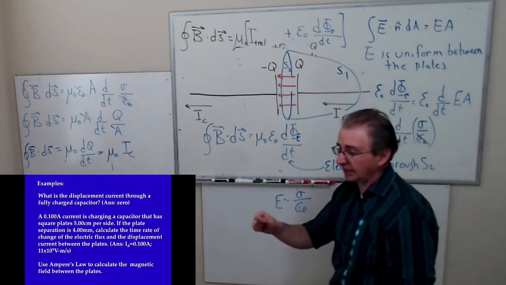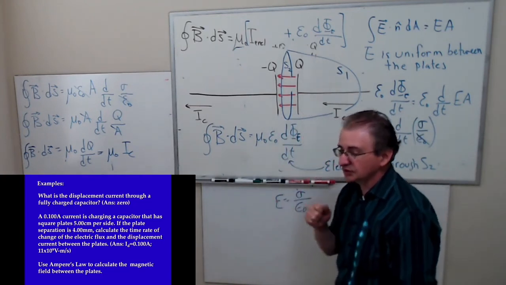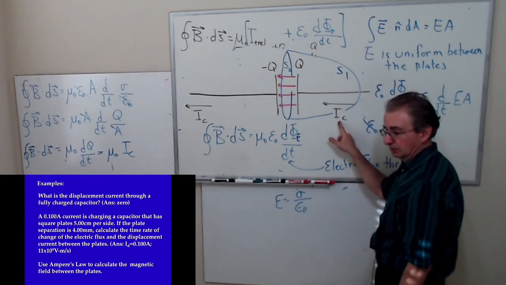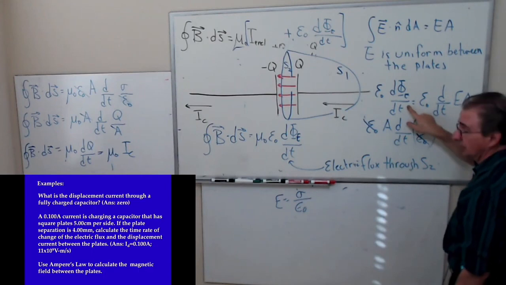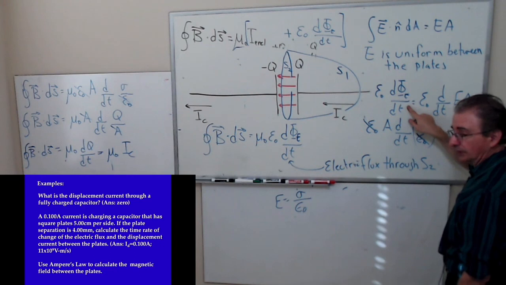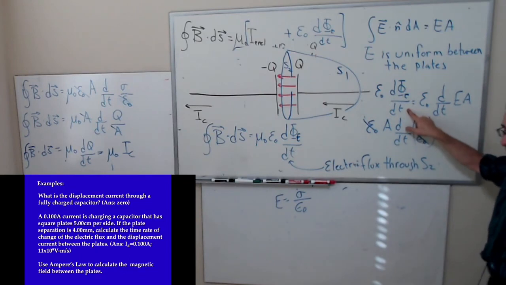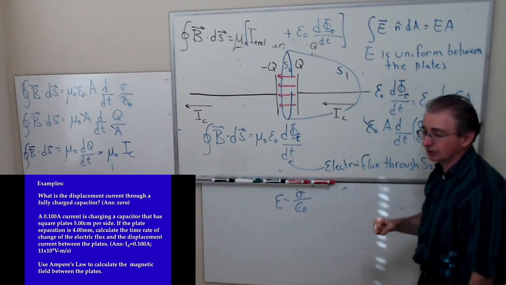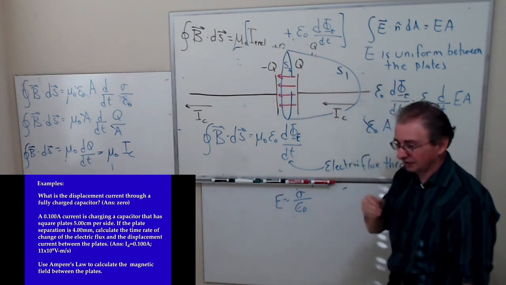So suppose I have a capacitor that is fully charged. What is the displacement current? Well, if the capacitor is fully charged, this is 0, then the electric field is not changing. If the capacitor is fully charged, the electric field between the plates isn't changing. Q is constant. And so this term is going to be 0, so my displacement current is 0. And like I said before, the displacement current here is going to be the same as the conduction current.